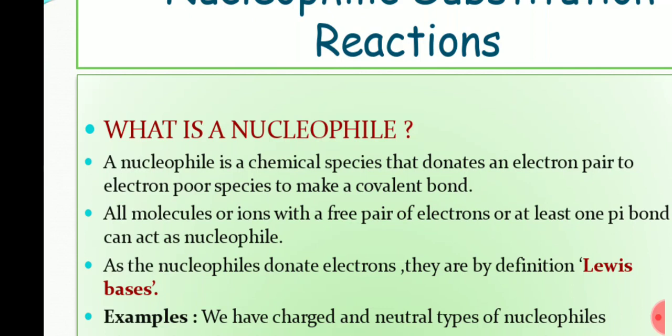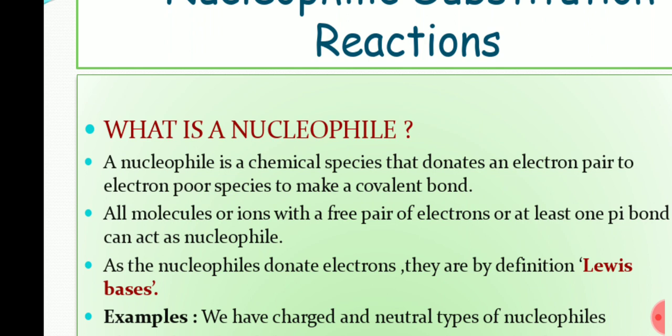A nucleophile is a chemical species, that means an electron rich chemical species, that donates an electron pair to an electron deficient species to form a covalent bond. For example, all molecules or ions with a free pair of electrons, or at least one pi bond, can act as a nucleophile.